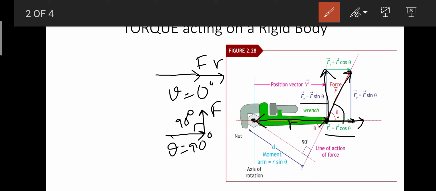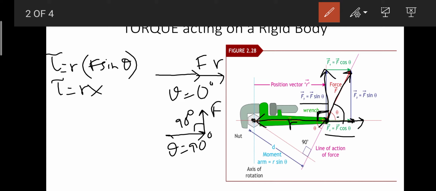Now you see which component of force is perpendicular to r. We see that f sine theta is the component which is perpendicular to r. So I can write tau equals r into f sine theta. So that's how it will become r cross f, right? And talking about the direction of torque, it would be calculated by simply using the right hand rule, right?